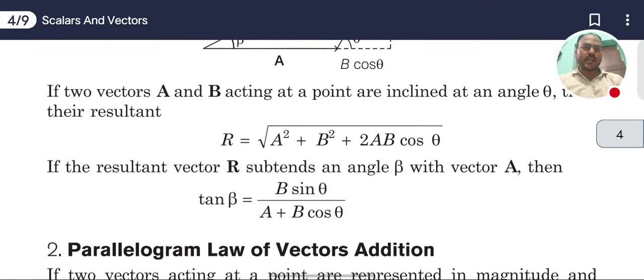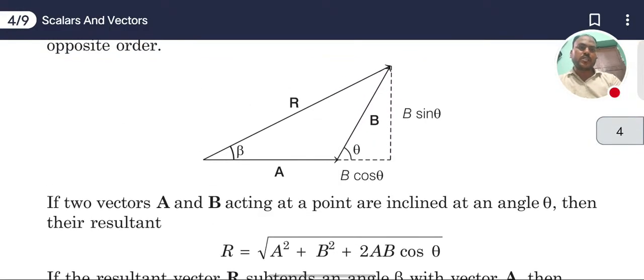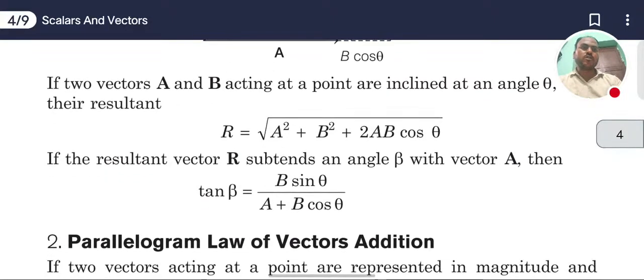So according to that, the total resultant vector subtends an angle beta with vector A. Which angle? The angle beta. With which vector? This vector, vector A. Then what is the expression? Tan beta equals B sin theta upon A plus B cos theta.